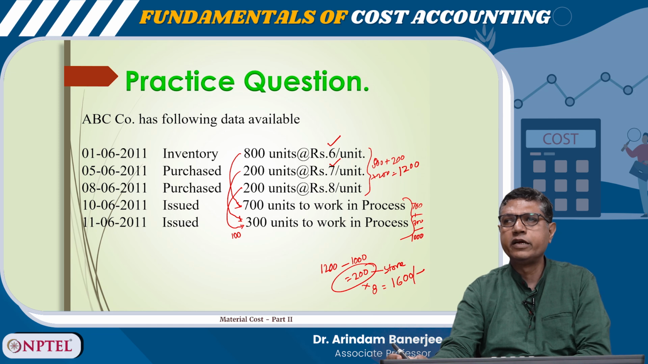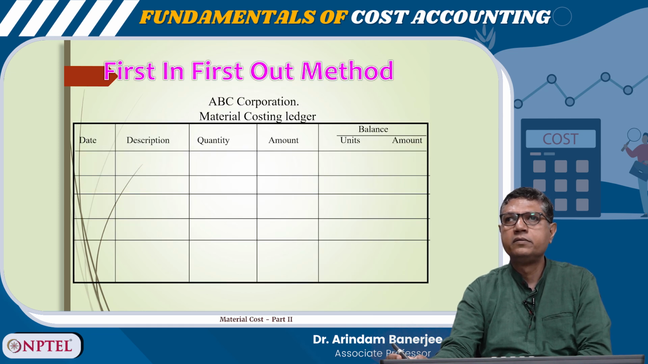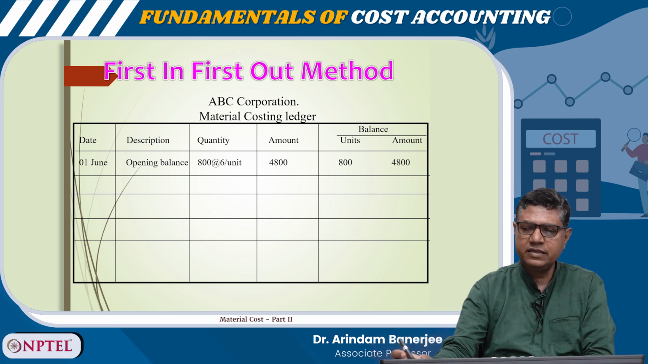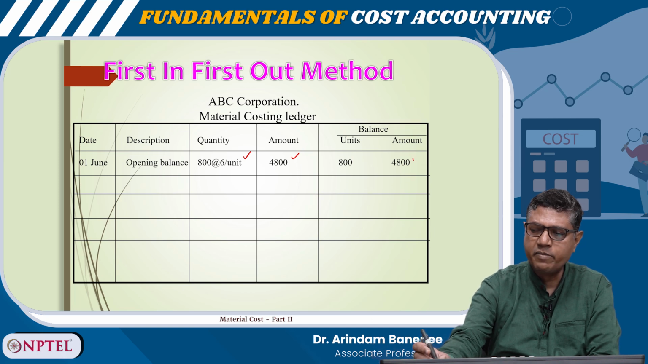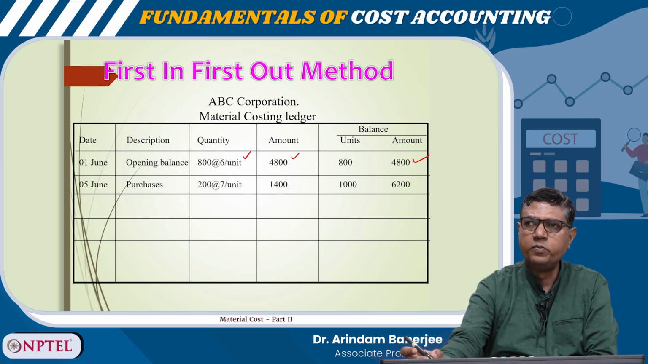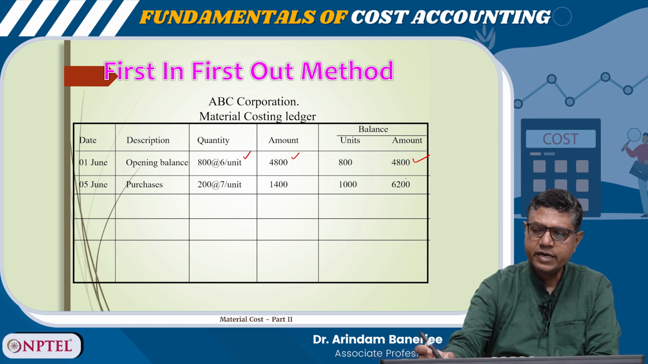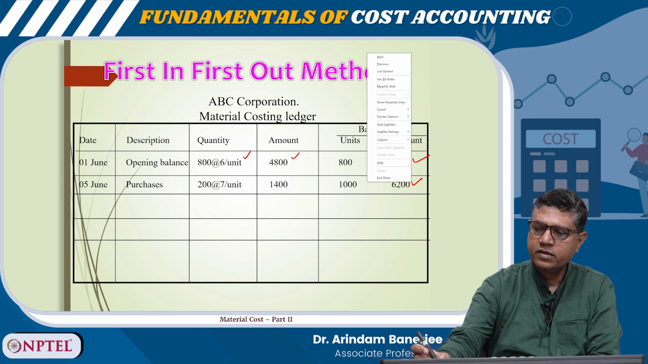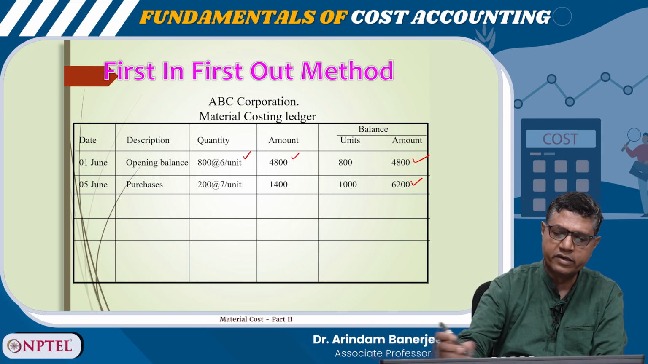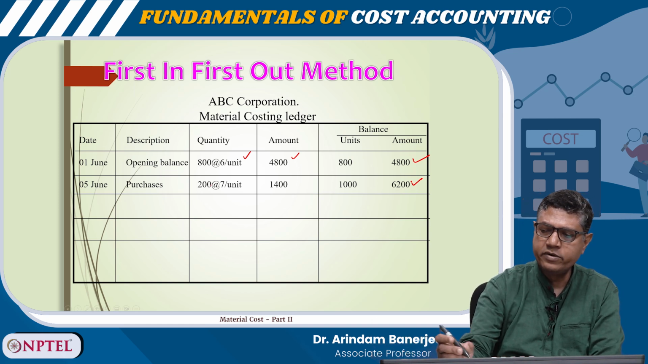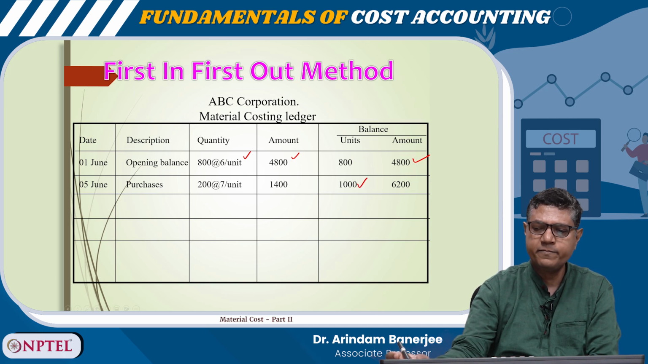Now, the same thing we can show here. So, on 1st June, you see the opening balance is this 800 into 6, 4800, right? This is the balance. Then what happened? New purchase. So, it added, right? And the amount has become, so now new purchase added. So, the new balance value is 6200.